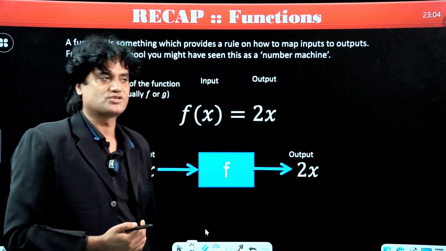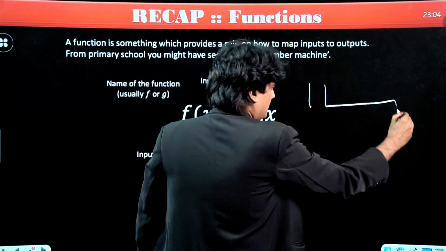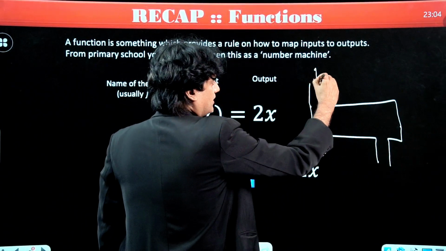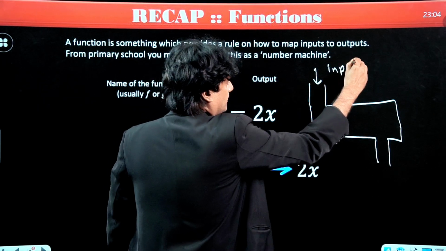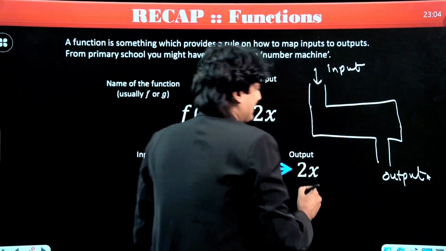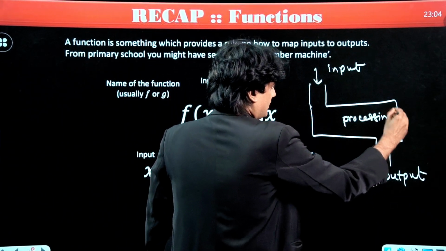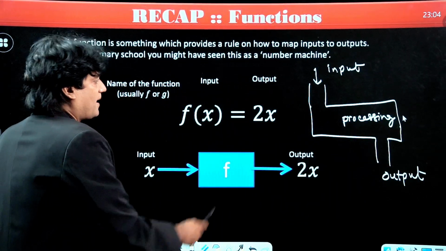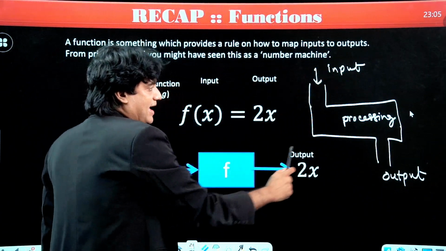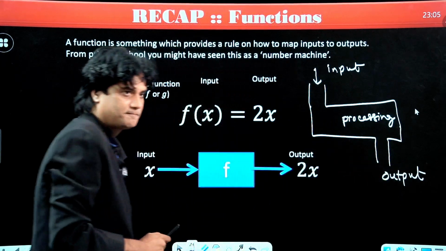We can think of the function as a machine. Say we have a machine here. This one is for input, and this one is for output, and this is the processing unit. So a function is like a machine which takes some inputs and does some processing job on those inputs to create some outputs.